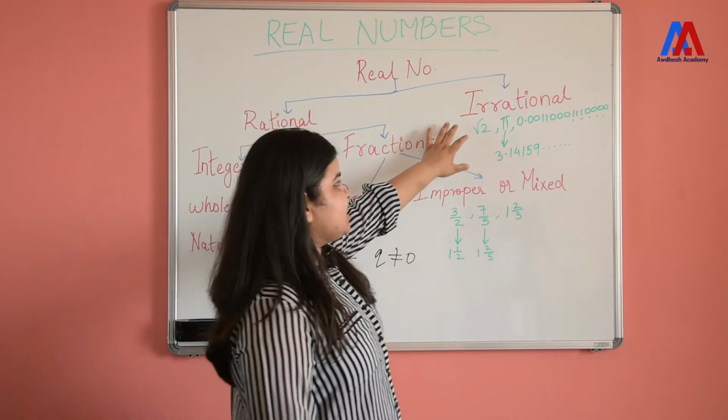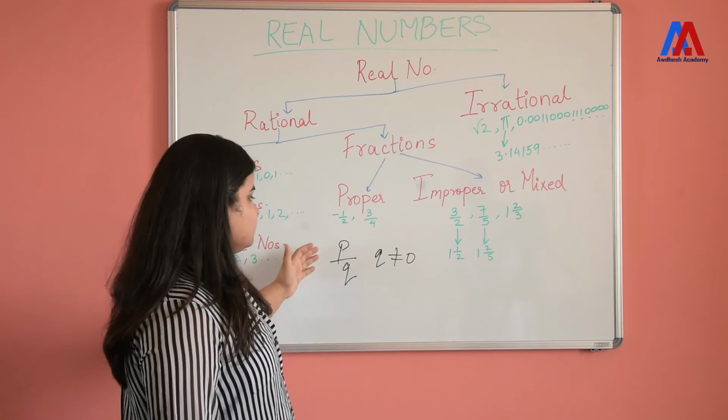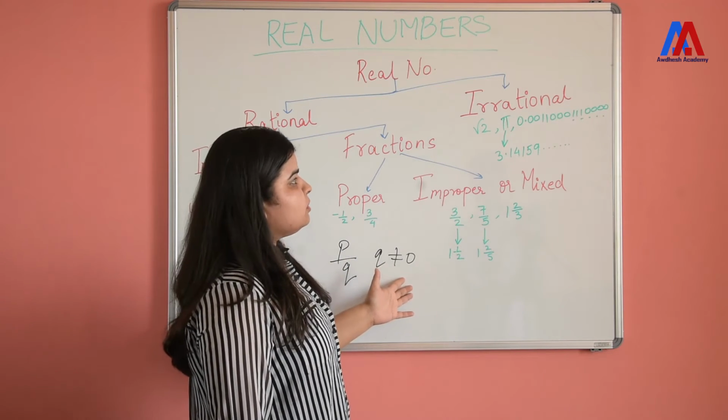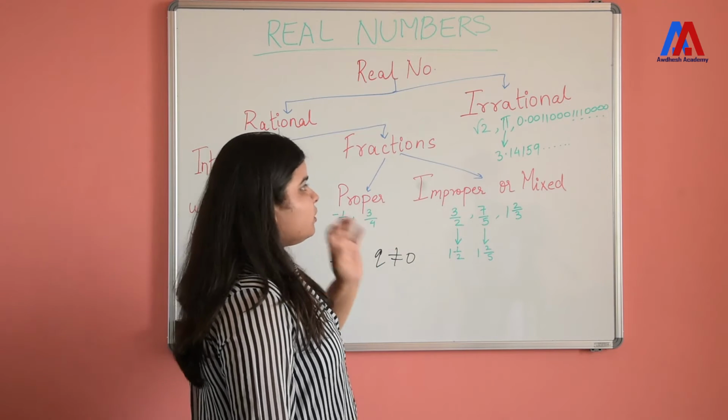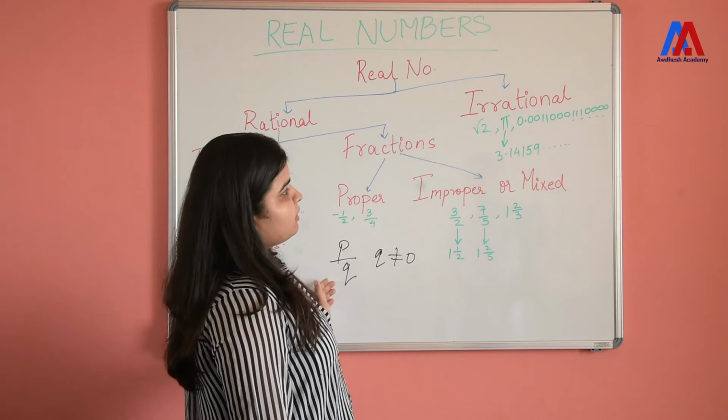Now coming to irrational numbers, like we just saw, rational numbers are all those numbers which can be represented in the form of p by q, where q is not equal to 0. Irrational numbers are all those numbers which are not rational or which cannot be represented in this particular form.